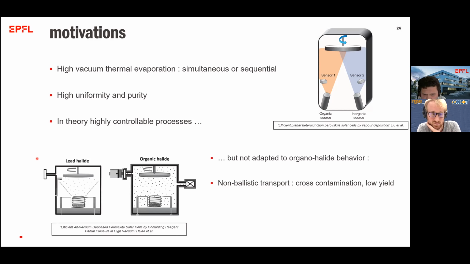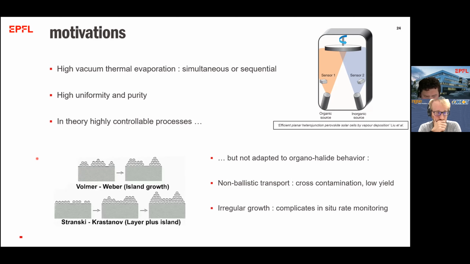Yeah? So they don't evaporate in a normal fashion. It's not a ballistic process. They dissociate and then reassociate, increasing the pressure and making it very difficult to nicely deposit them. That also entails that there is probably a relatively irregular growth, and this makes the rate monitoring extremely difficult. So it's rather difficult to master.